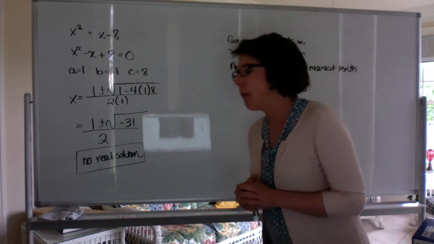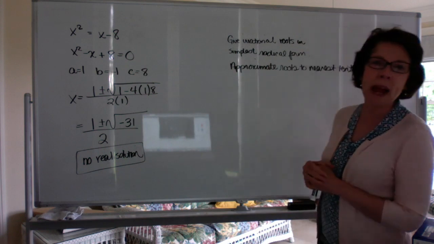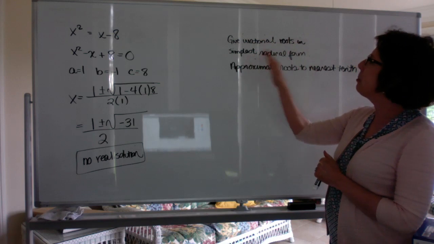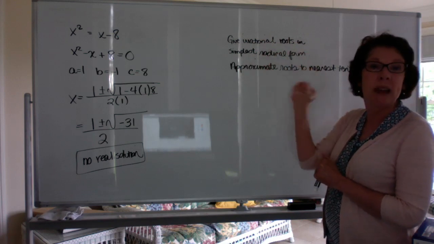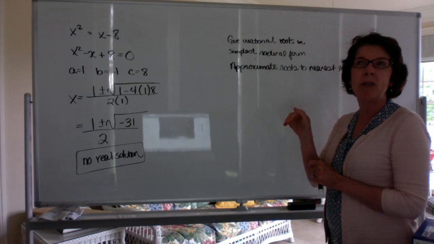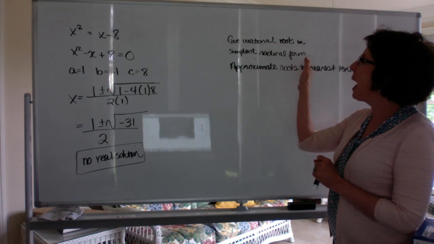Now, for your homework, I want to make a comment here. There are going to be directions in your homework that say, give irrational roots in simplest radical form. Okay, we did that on the previous example. Remember it was the root of 180, which became 6 root 5. So make sure you simplify your radicals.